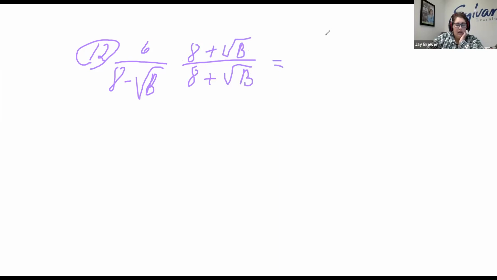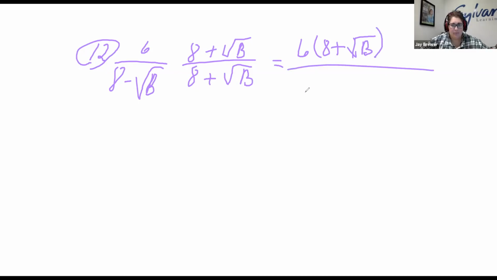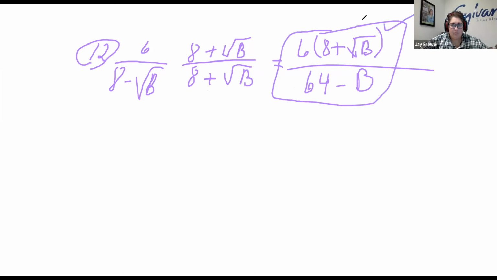Okay, so on the top, you can choose to distribute. You don't have to. I feel like for purposes of the test, so that I can easily see the conjugate, that's probably why they didn't. And then on the bottom, you just have to worry about the first and the last. The outside and inside end up canceling. So you get 64 minus b. We get that because our square roots end up canceling.